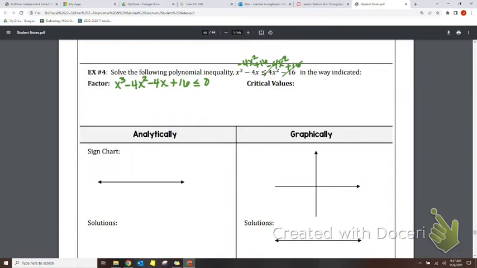Now we're going to treat this just like it's equal to 0 so we can find what we call those critical values. Those critical values are those points that create those intervals in my table. So remember, those are your x-intercepts and your vertical asymptotes. Well, this is just a polynomial. It's not a rational function, so it has no vertical asymptotes. So we're going to find those x-intercepts. So we're just going to treat this like it says equals 0 in order to find those critical values.